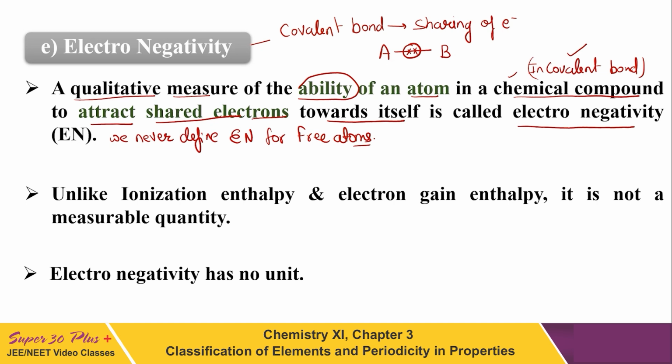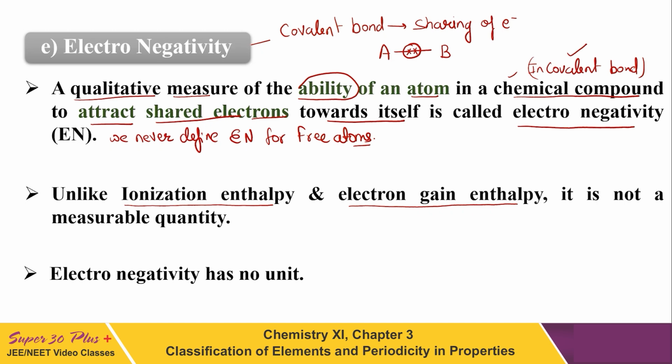Since electronegativity is a tendency, it is an ability, you cannot measure it. Tendencies cannot be measured. They may be high, they may be low, but they cannot be measured in terms of numerical values. So unlike ionization enthalpy, yes, you can measure the ionization enthalpy. Yes, you can measure the electron gain enthalpy, but you cannot measure the electronegativity.